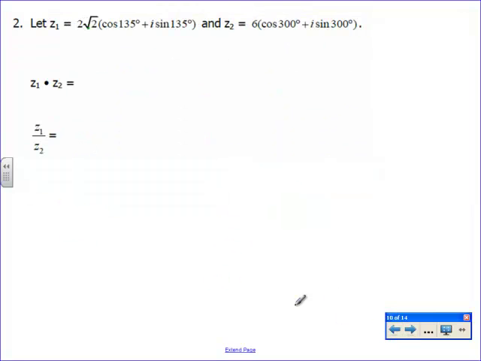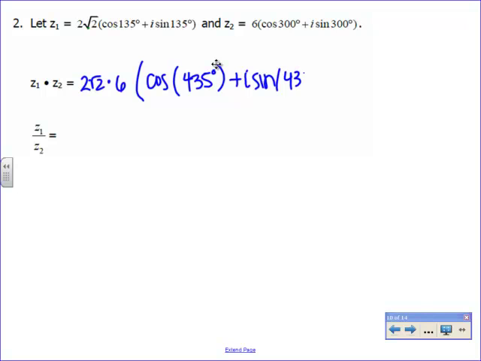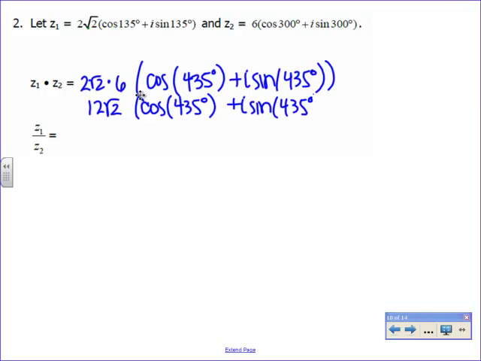Example 2, last example for the day. Z1 and Z2, this time in degrees. It should be a little bit easier to add and subtract this time. Multiply them together. You multiply their r's, so 2 radical 2 times 6, and add their thetas. Cosine, if I add those together, I get 435 degrees. 2 radical 2 times 6 can just be simplified to 12 radical 2. Cosine 435 plus i sine 435. Okay, so that's our trig form of multiplication.